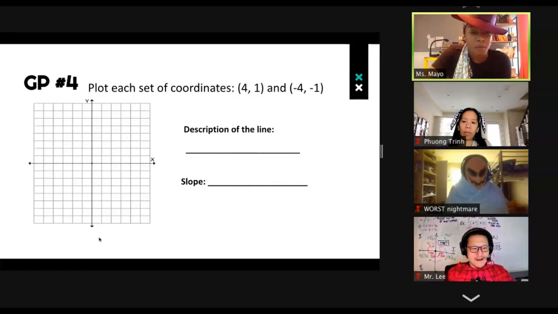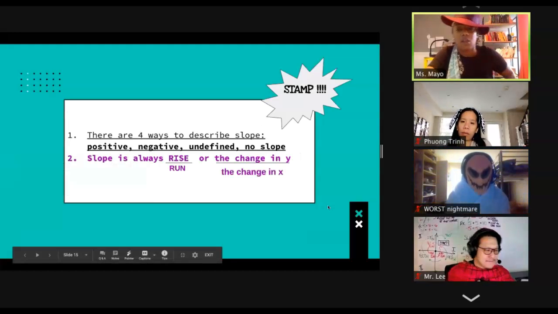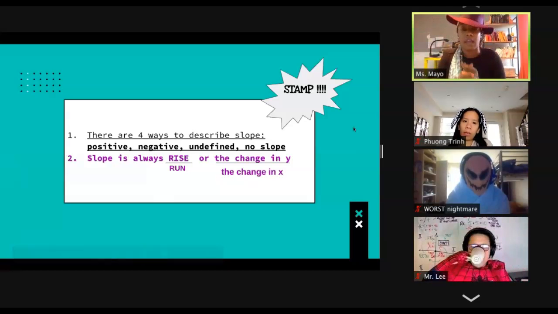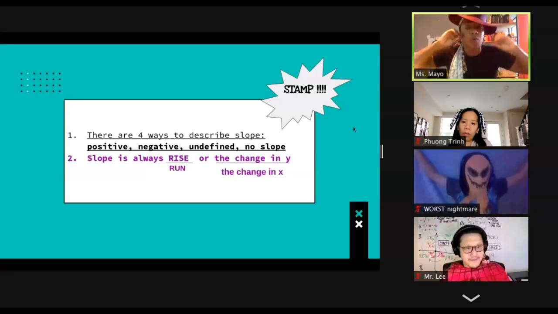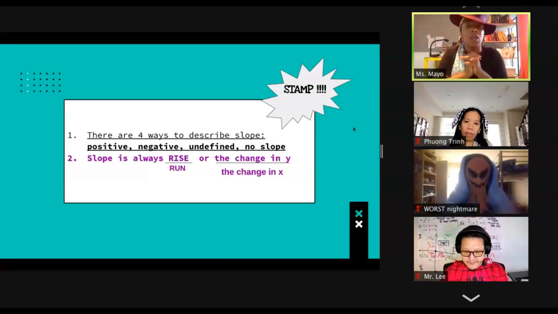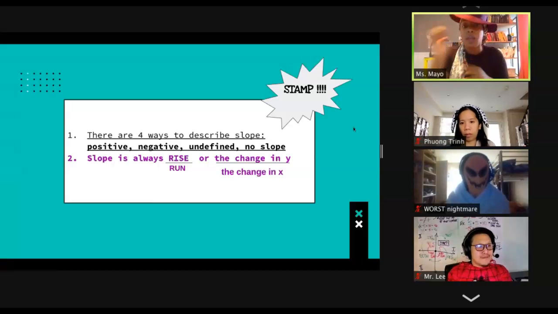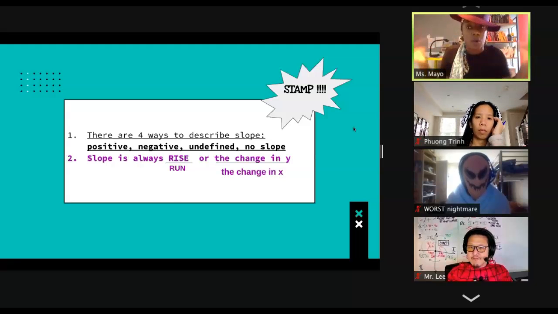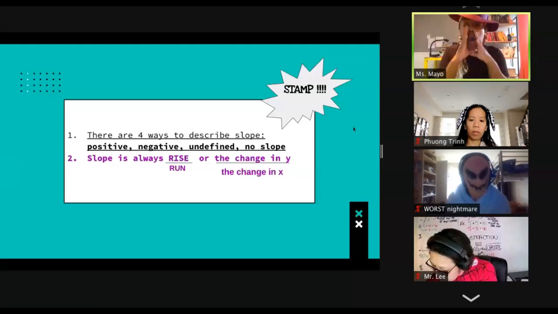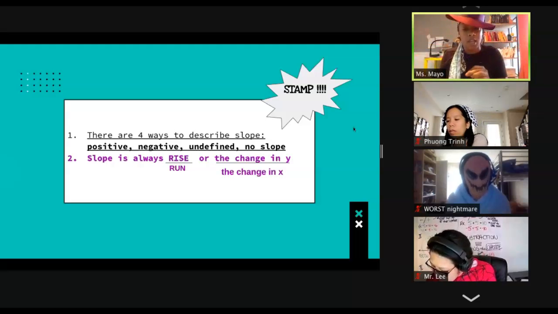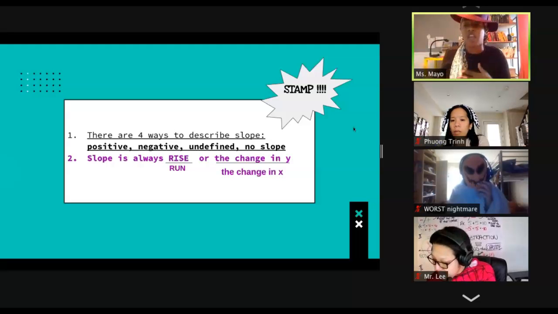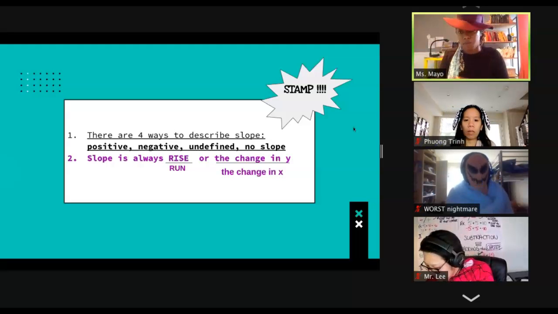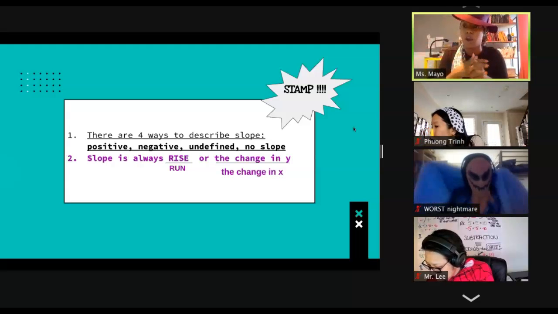All right, moving forward. So you should already have this in your stamped notes because we already did it for guided one, but I just want to be very crystal clear on what we're looking for when we are in our independent practice. So there are 4 ways that you describe a slope. Number 1, positive. Number 2, negative. Number 3, undefined. And number 4, no slope, zero slope. These words are how you describe the slope. When it says, what is the slope? Slope is always rise over run, or the change in y over the change in x. So whichever way makes it more conceptual to understand, that is what we are going for.